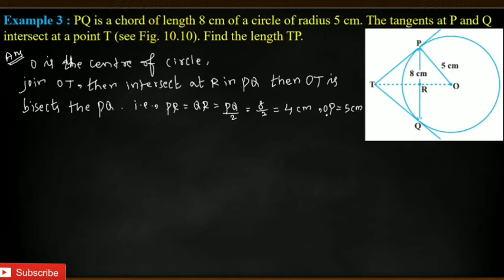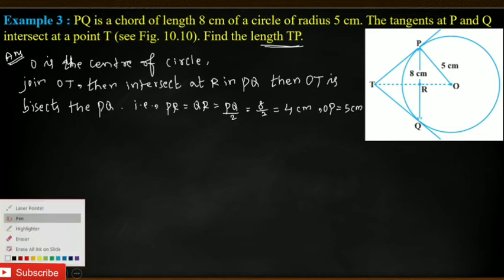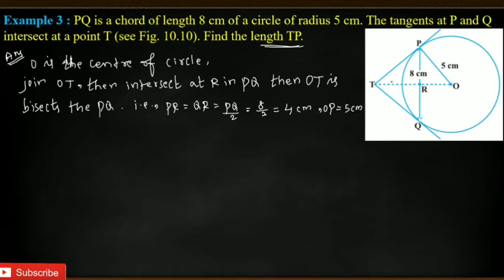All the things I'm writing here. They asked to find length TP. Just wait, let me show. Here this one, the TP we have to find. Now only we said this will be 90 degree, and then the 8 centimeter is divided equally into 4 centimeter, and here this part is 4 centimeter. Now we'll see what part we have remaining.